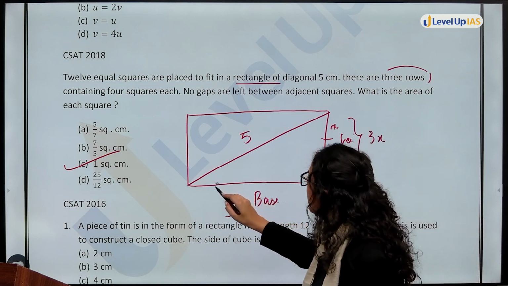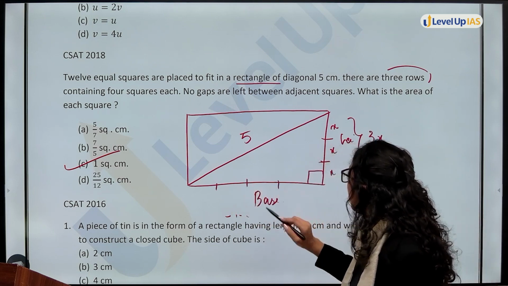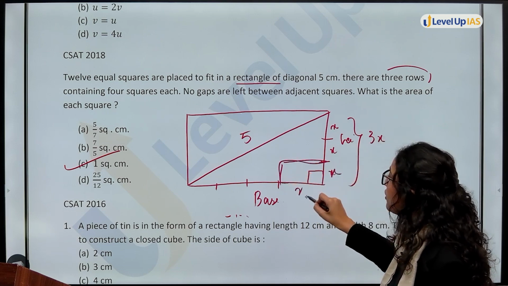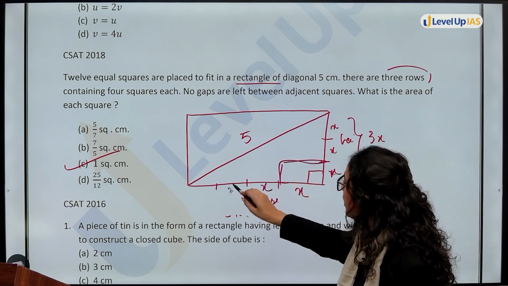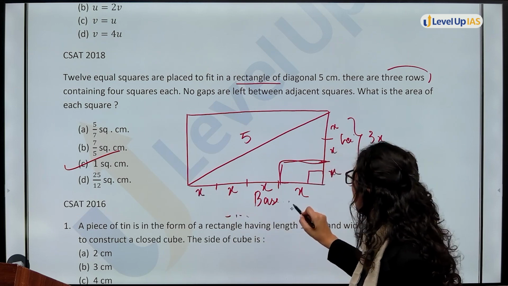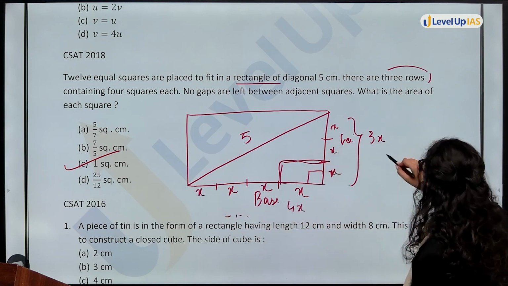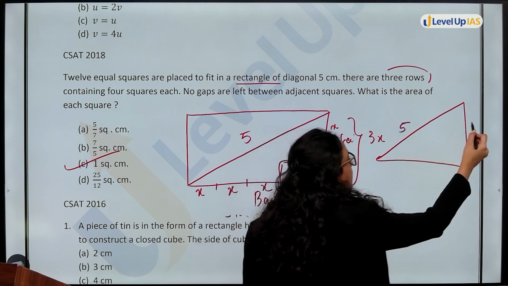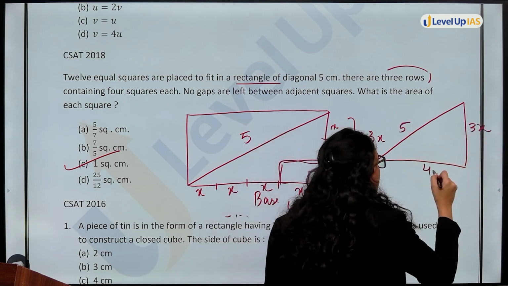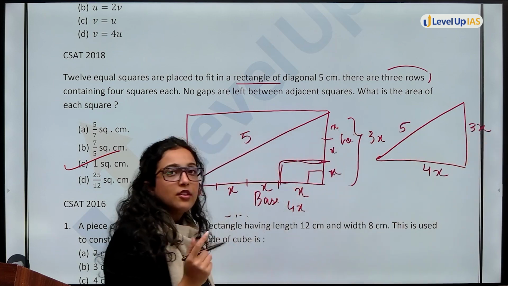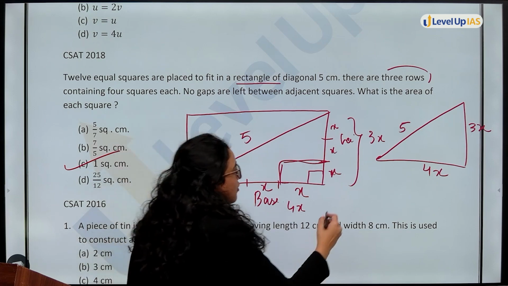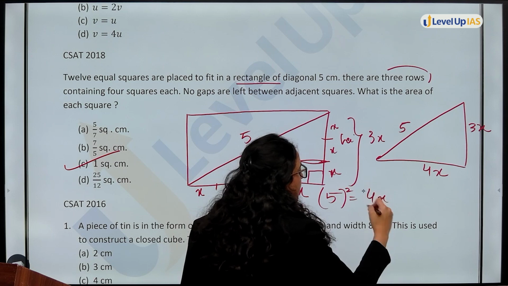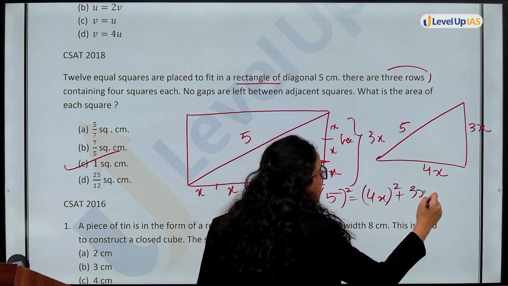This is being divided into 4 parts. Also we know this is a square, so that means if this is x, this is also x, this is also x, this is also x, this is also x, so this becomes 4x. Now you have a triangle, okay, this is 5, this is 3x, this is 4x. Okay, the triangle is a right angle triangle, so I know 5 square is what, 4x square plus 3x square.